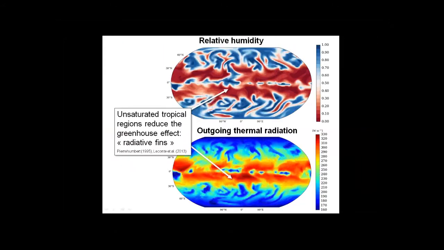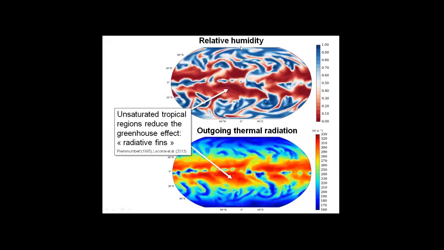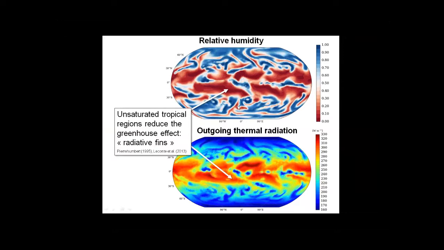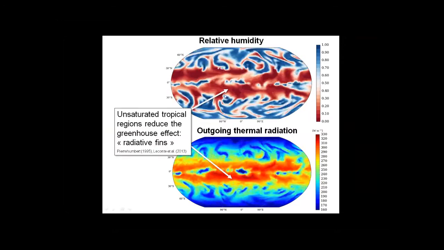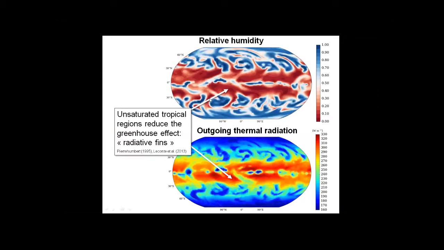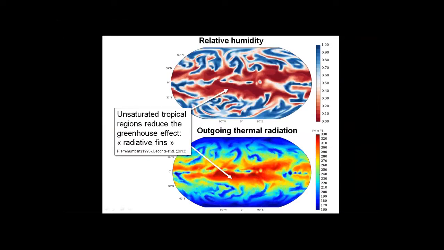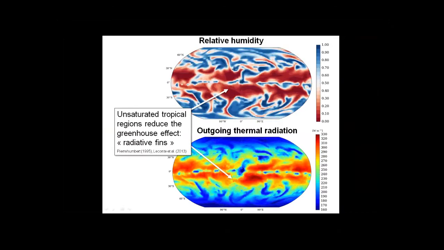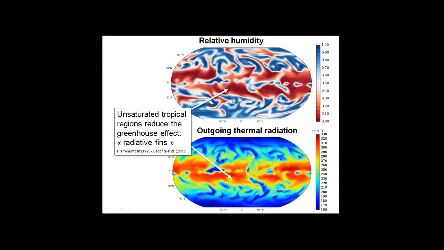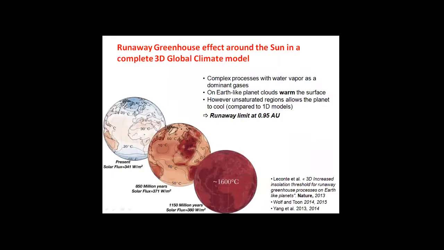Here, I just want to illustrate that this is the output from an ocean planet. You have lots of humidity, but in the tropical regions it's unsaturated, so you can radiate a lot of energy, and that really makes a difference. So anyway, we find the runaway limit at 0.95 AU around a Sun-like star. And again, I stress that it does not depend too much on the assumed atmosphere.